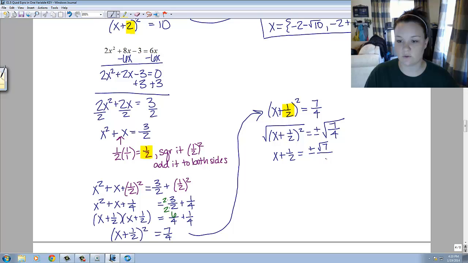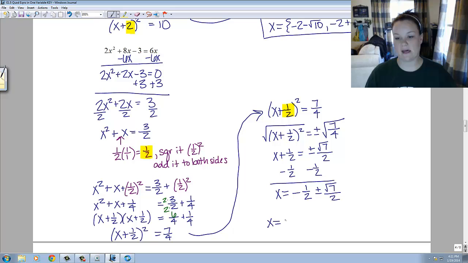So I end up with x is equal to negative 1/2 plus or minus the square root of 7 over 2. In my math lab, I would go ahead and separate this into set notation, which means I have negative 1/2 minus the square root of 7 over 2 and negative 1/2 plus the square root of 7 over 2. Okay?